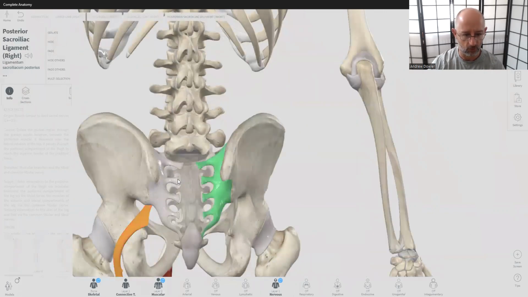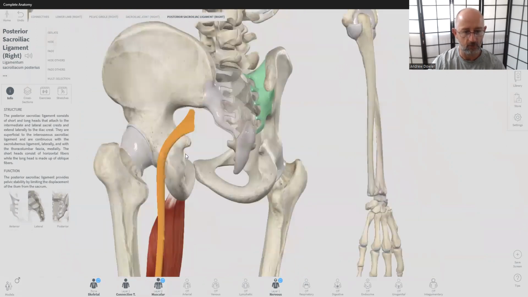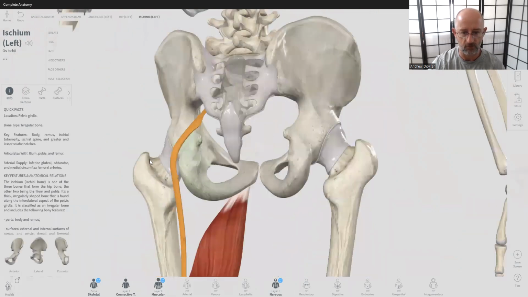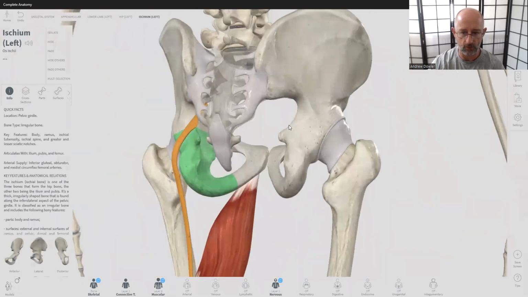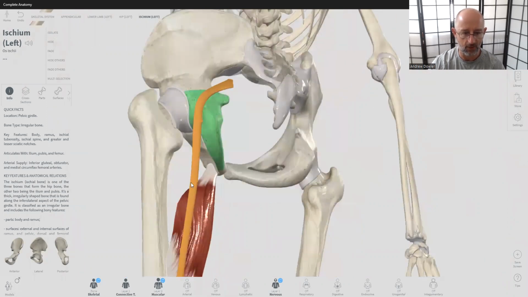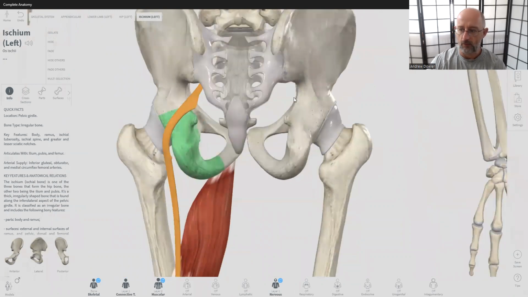The sciatic nerve exits from the front, comes underneath, and hooks over through the sciatic notch, over this part of the ischium. You can see there's a little bit of a groove there where it hooks over, and then it travels down the back of your leg. And if you get a tight piriformis, if I put that muscle back in, which I just took away, we'll come back.